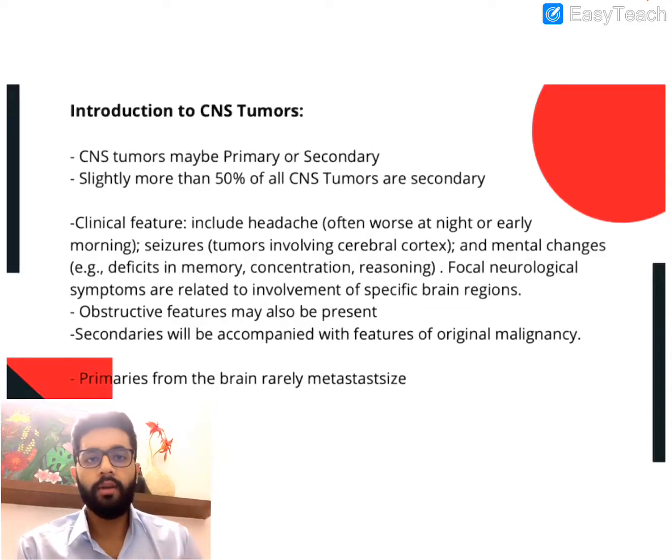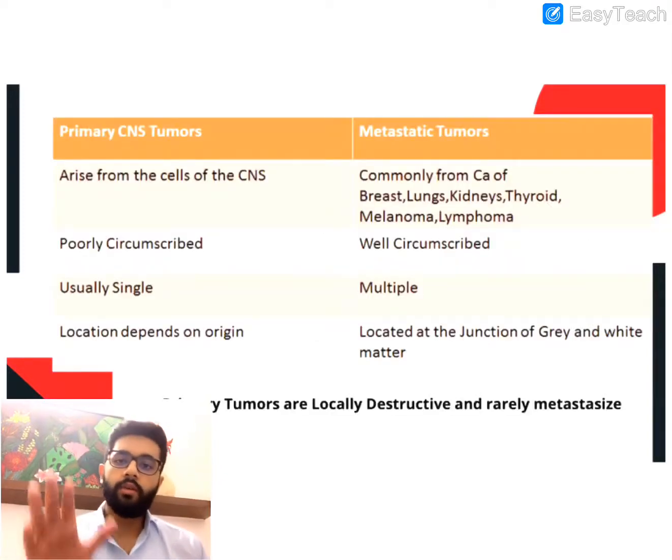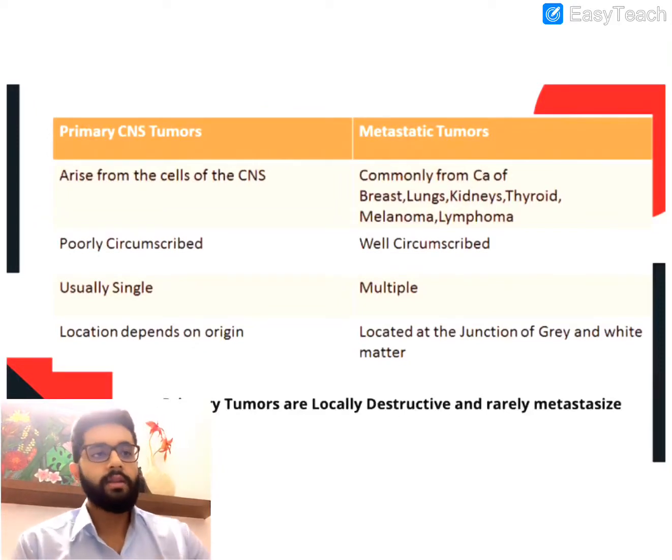Next thing we want to talk about is that although secondary or metastatic tumors are more common in the CNS than the primaries, it's important to note that primaries rarely metastasize. So a CNS tumor rarely spreads to the breast or lungs; it doesn't go vice versa. So secondaries are more common in the CNS, but CNS tumors rarely metastasize. Now we'll talk about the differences between the primary tumors and the metastatic or secondary tumors.